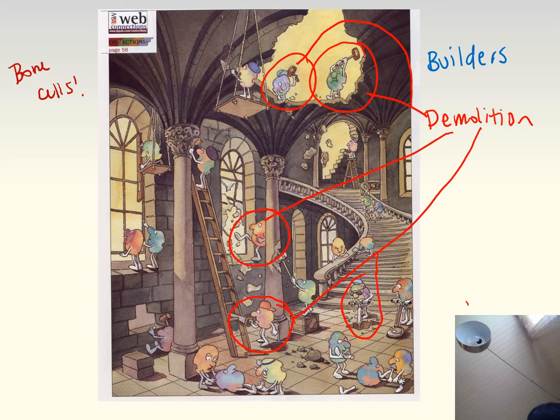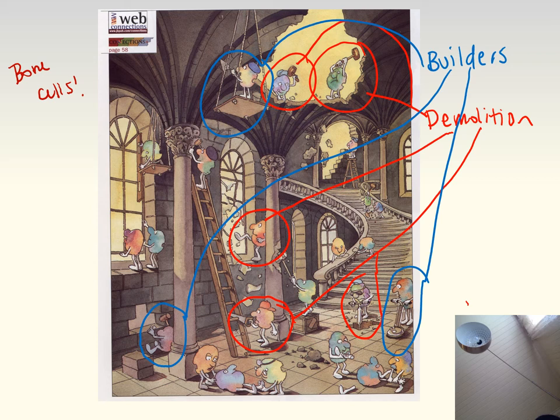And then we've got builders as well. So some of them are patching what's already there. Others of them are actually building the wall in the first place. And some of them are performing maintenance.